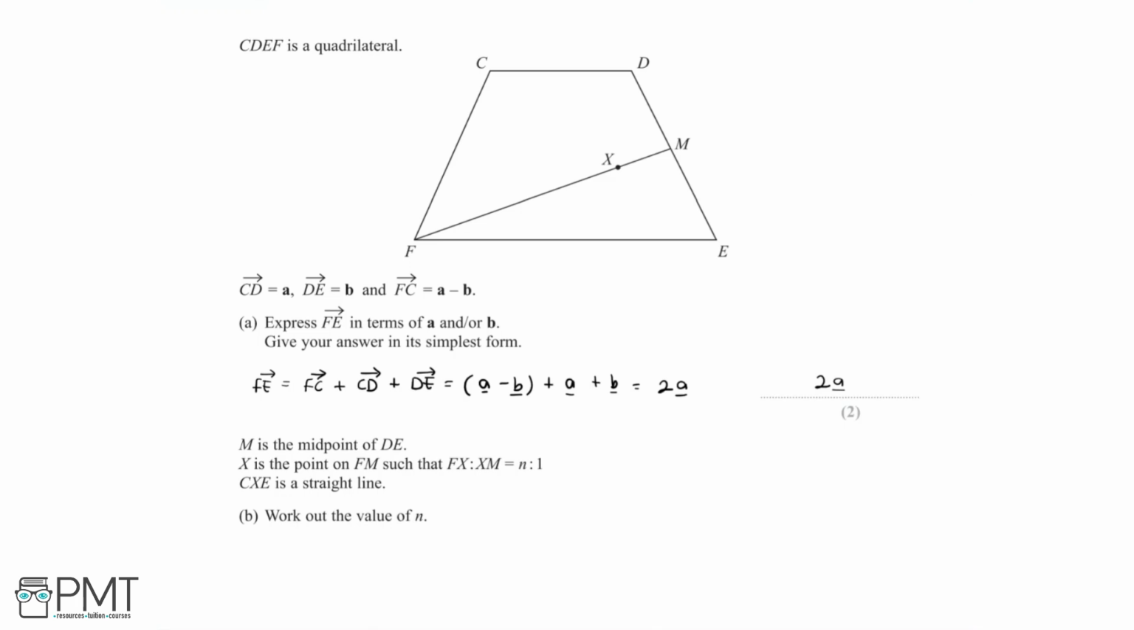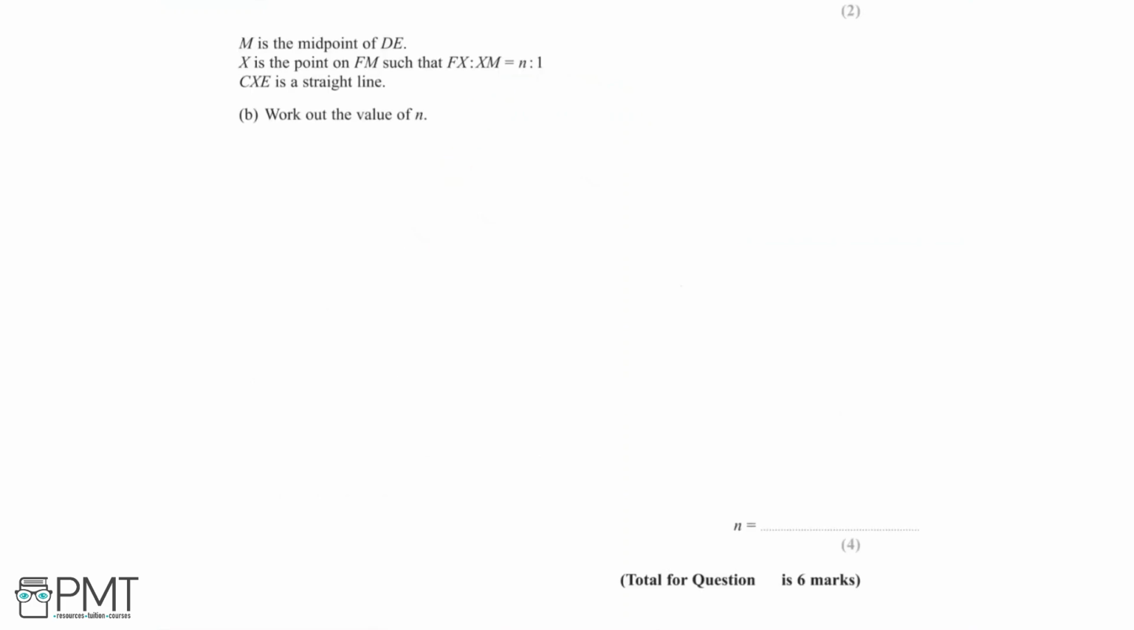So to get from F to M, we can start by going from F to C. Then we can go from C to D. And then we can go from D to M. Now, since we're told that M is the midpoint of DE, the vector DM would be half of the vector DE. We know that the vector DE is equal to B, and so the vector DM must be equal to half B. And so we can say that the vector FM is equal to FC plus CD plus DM, which is equal to A minus B plus A plus half B.